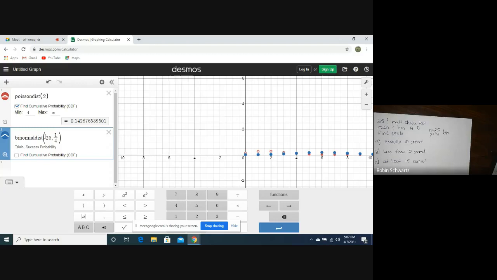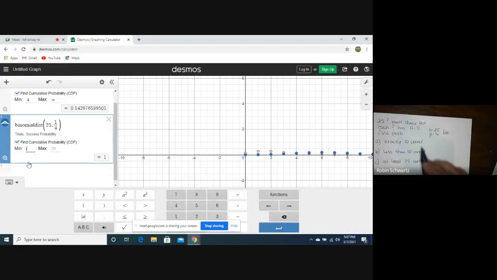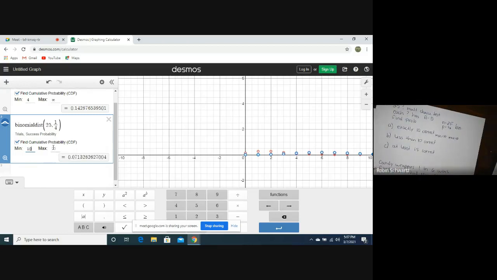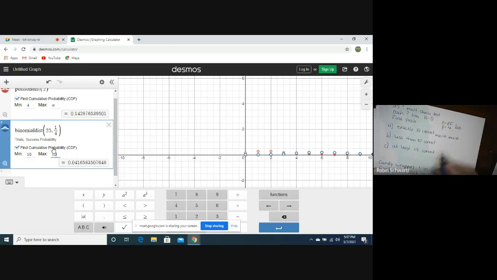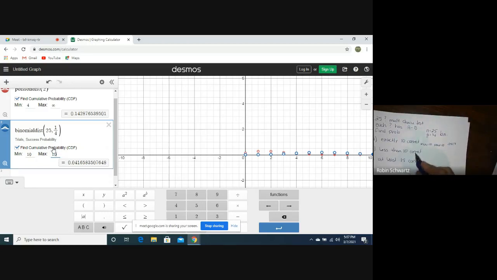Close off the parenthesis. Again, click in the find cumulative probability, and it runs exactly like the last one. If you want exactly 10, you put the min equal to 10 and the max equal to 10. That will do that one probability for you. And we get 0.0417.